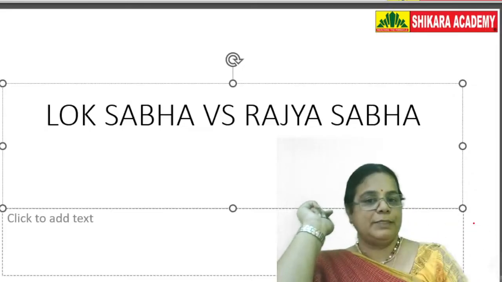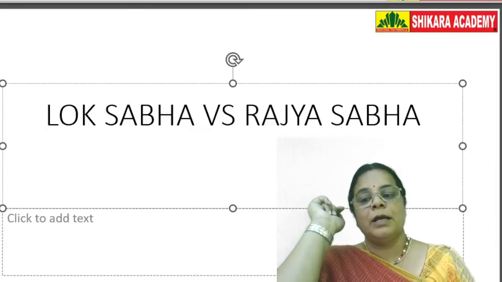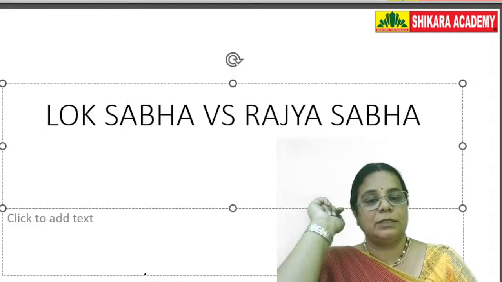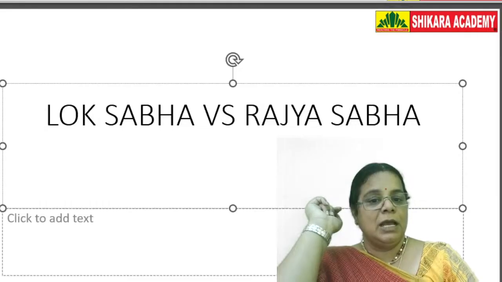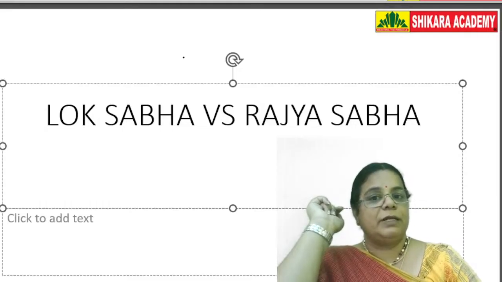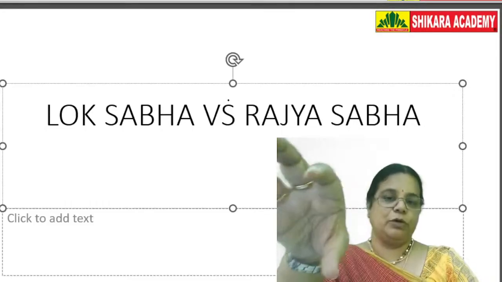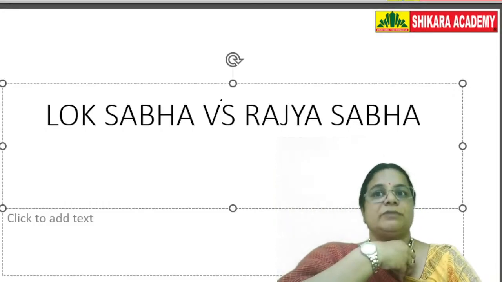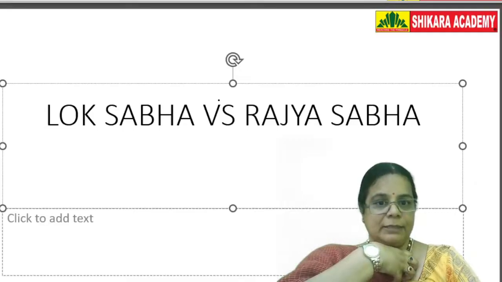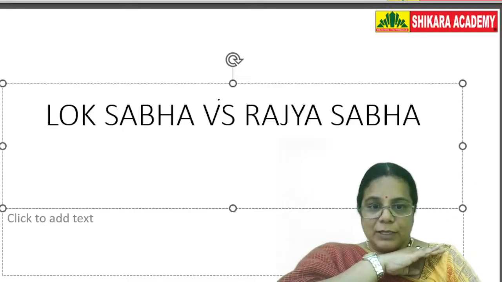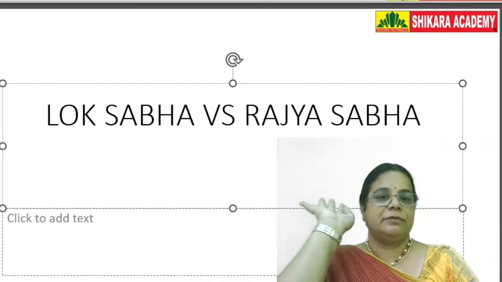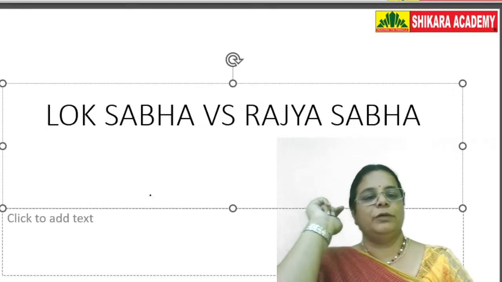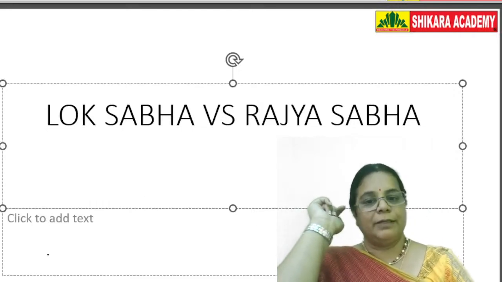I forgot one more point. Please remember, in terms of creation or abolition of state legislative council, Lok Sabha and Rajya Sabha will have equal powers. Why is this very important? Because I said Rajya Sabha represents federalism in India, it represents states in India. Therefore, Rajya Sabha will not have any extra power as far as creation or abolition of state legislative council is concerned.